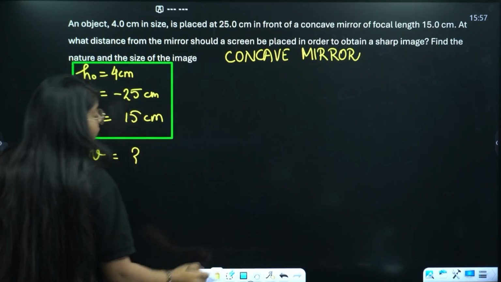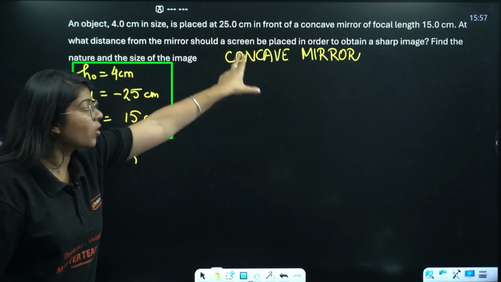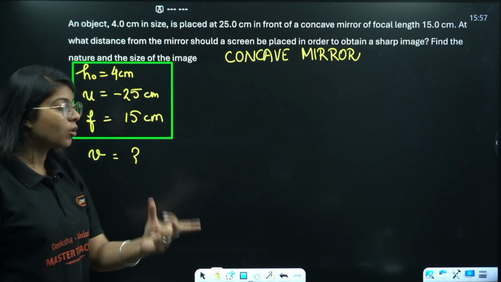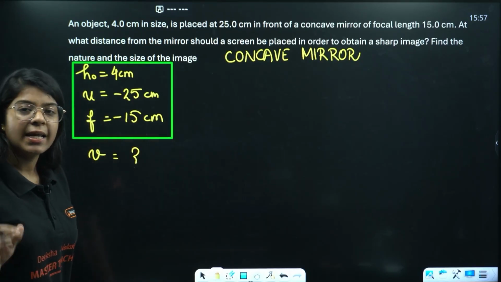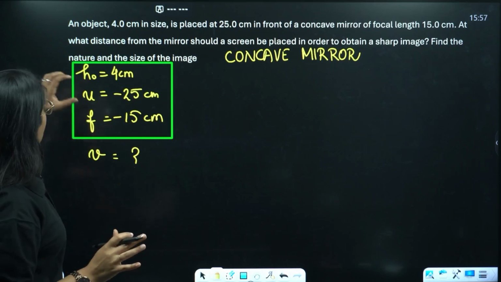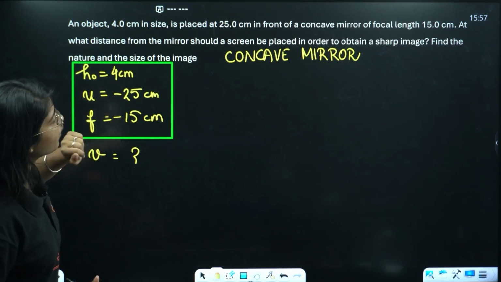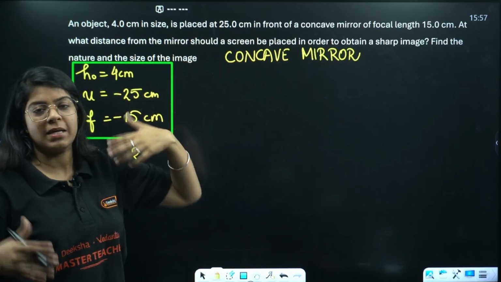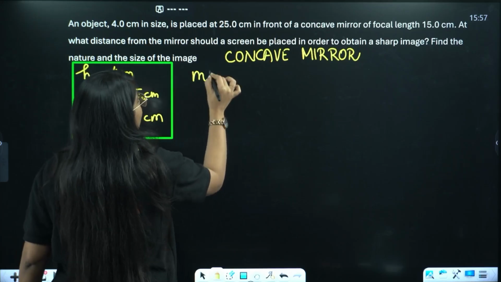Understood? Now, since we have written everything, now we'll see the signs. For concave mirror, focal length is always negative. So here we'll put a negative sign. Okay. So I have u, again I have f. I can find easily the position of the image. So we need to find where the screen should be placed. That means position of image. Okay. Using mirror formula again.